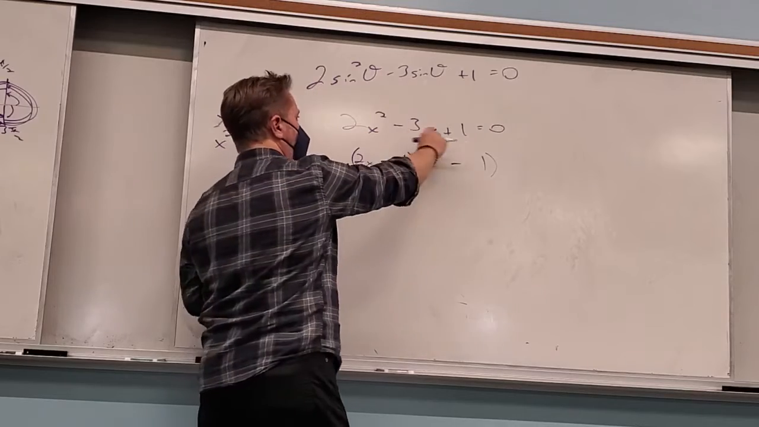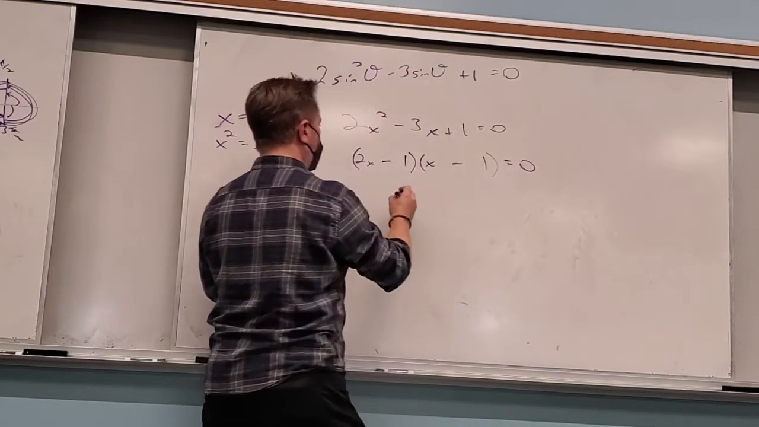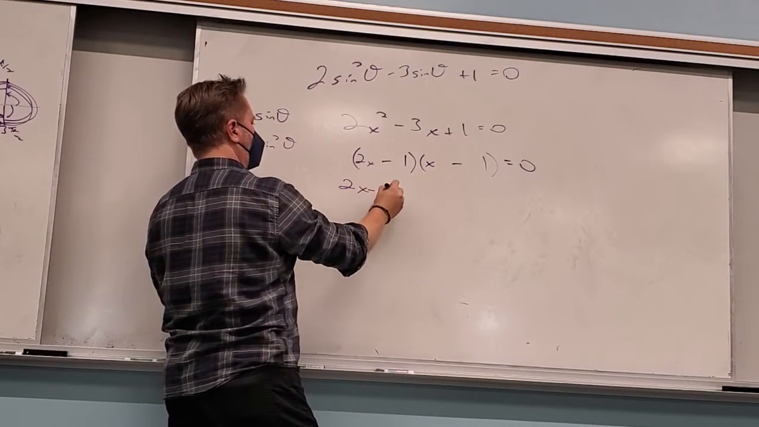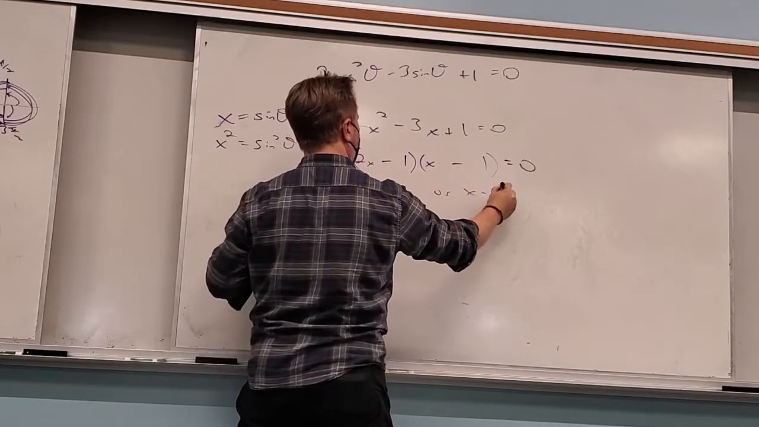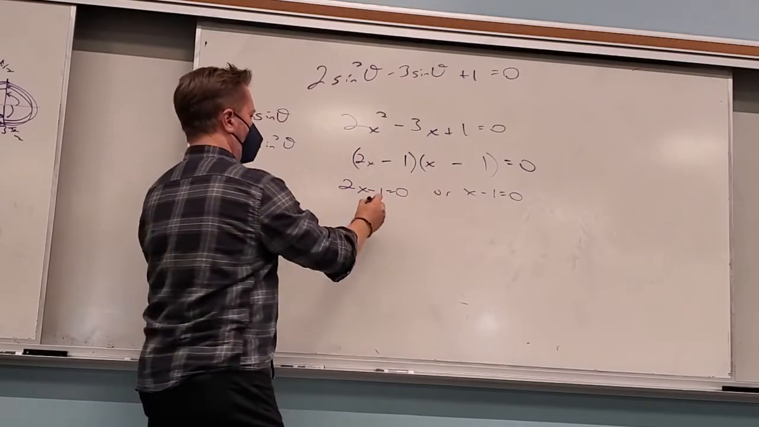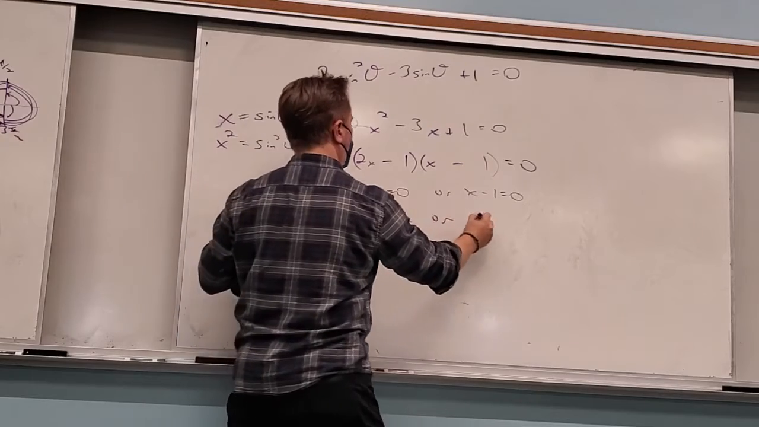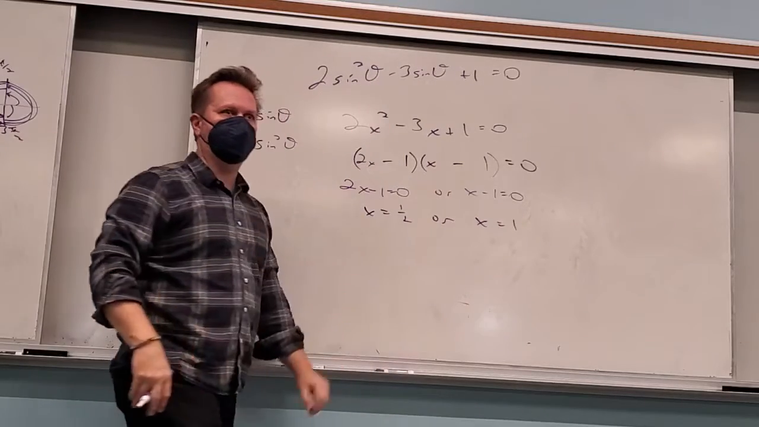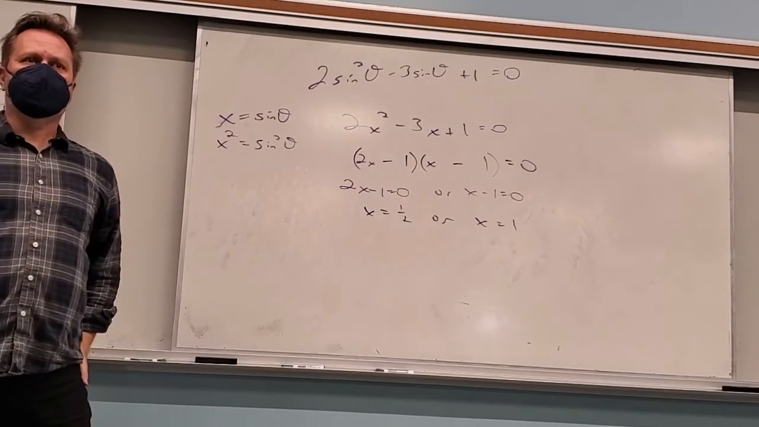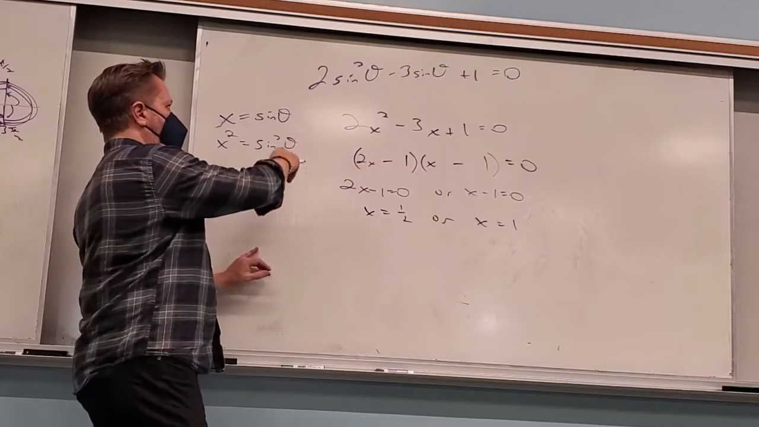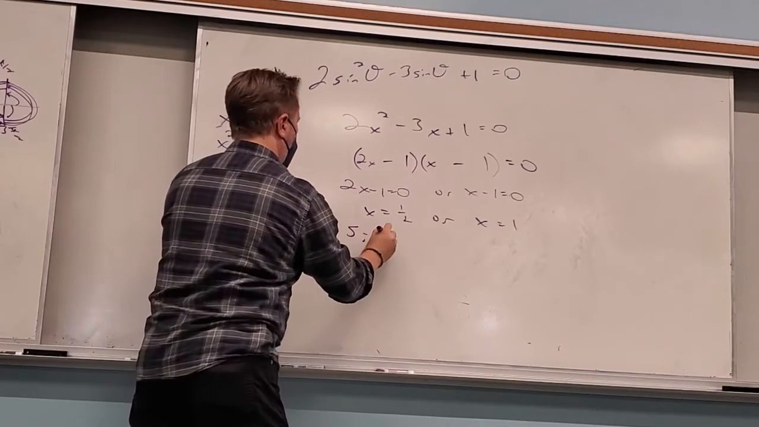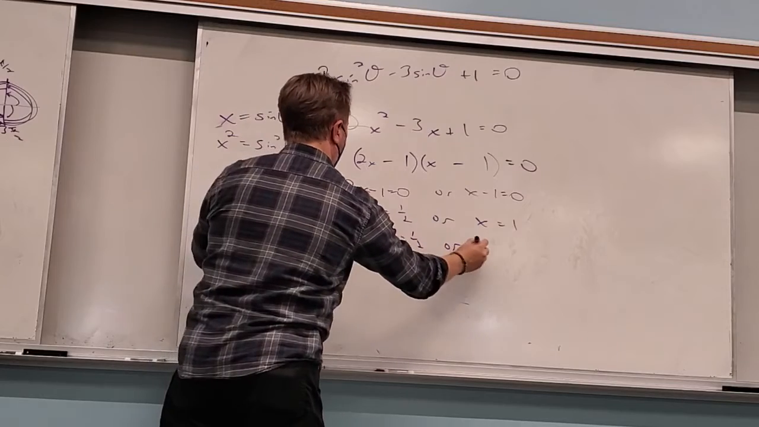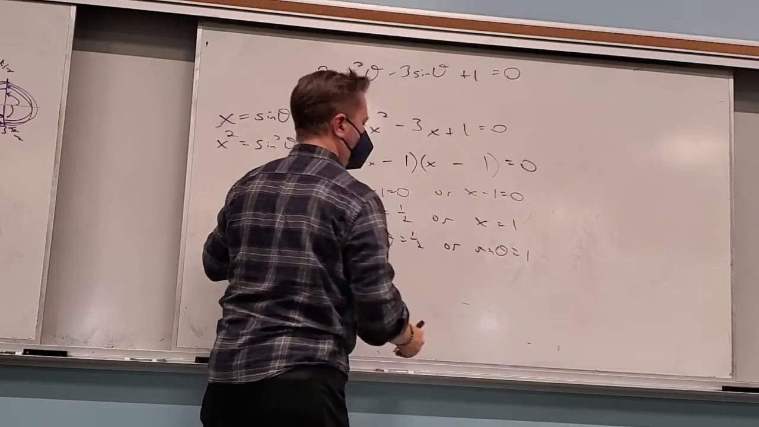Not many factors of 2, not many factors of 1, so that was relatively easy. So then either 2x minus 1 is 0, or x minus 1 is 0, right? So x is 1/2, or x is 1. Do I just circle that and say I'm done? No. What was x? Sine theta. So now sine theta equals 1/2, or sine theta equals 1.